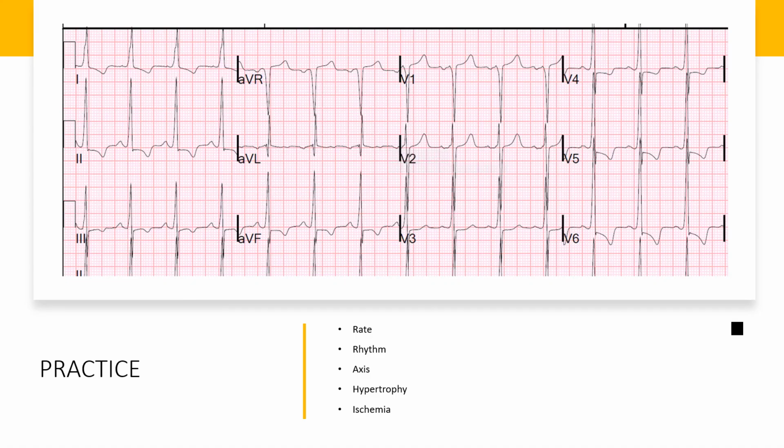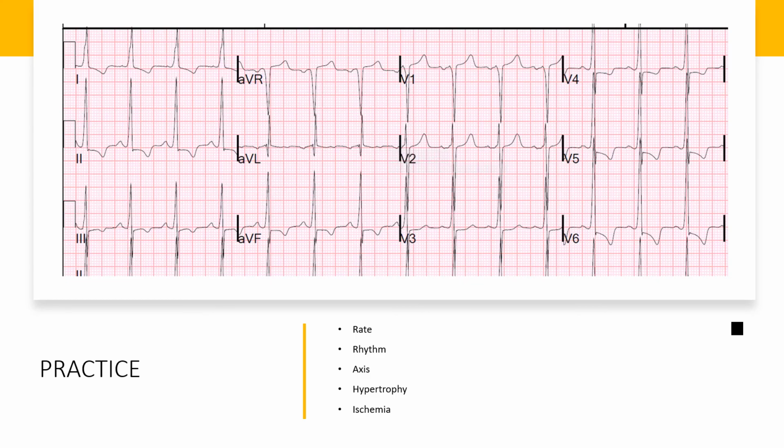Hypertrophy, if I count the S wave in V2, 1, 2, 3, 4, 4.8, and the R wave in V5, I see 1, 2, 3, 4, 5. This appears to meet criteria for left ventricular hypertrophy, seeing as I have greater than 7 boxes between V2 and V5.